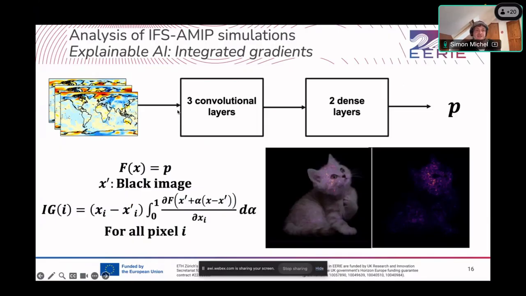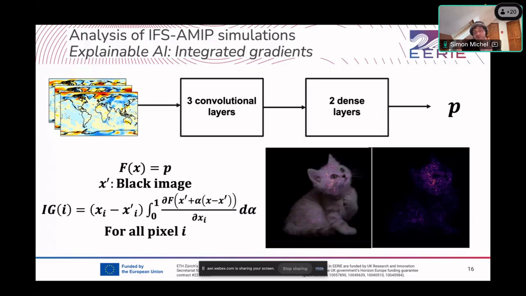So the idea is you backpropagate the scores. So basically you have a score and you make some small modification in your network and see how it impacts the score. Basically, that's the idea of explainable AI. And here, the idea of this technique is that it's pixel-wise. So it basically starts from a black image and it makes an interpolation between the actual image, so the climate anomaly map, and a black image.